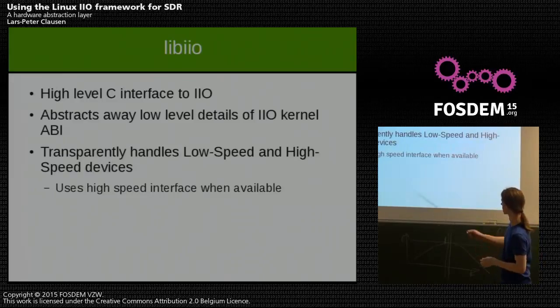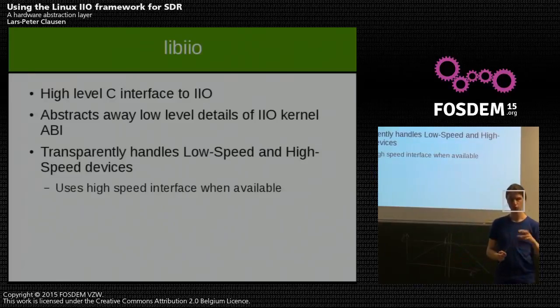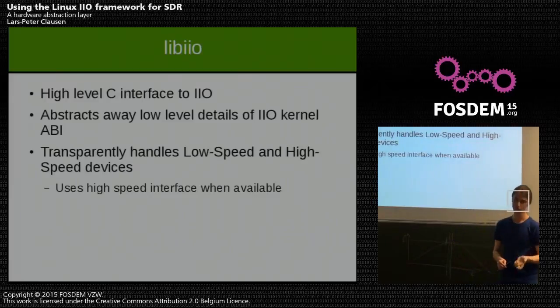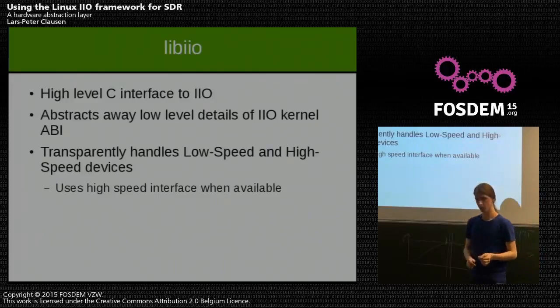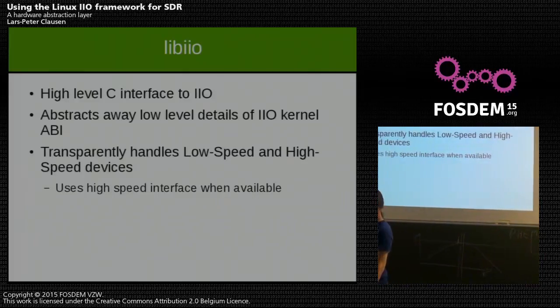And one other thing is that it transparently handles the difference between so-called low-speed and high-speed devices. And the difference, as I explained earlier, is that the low-speed devices use this buffer, and you use read and write to get data from or to the buffer. And with a high-speed interface, you would normally use mmap. And libIO will automatically use mmap if it's available, and otherwise fall back to the slow-speed interface.